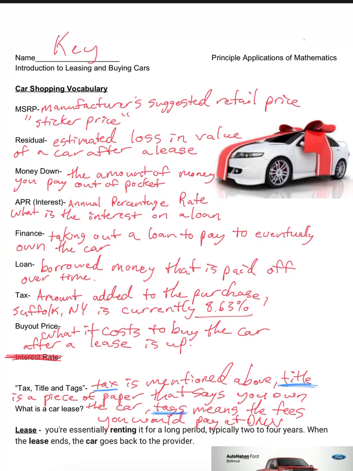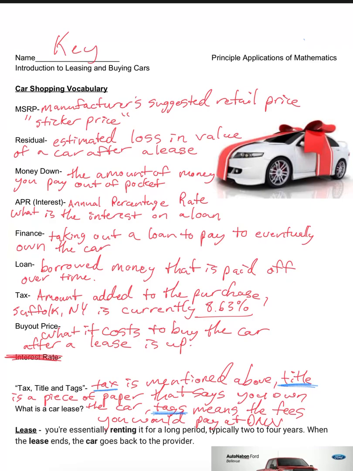Now APR, or interest rate, is the annual percentage rate for your interest. All car dealerships offer different incentives on interest rates depending on your credit, how old you are, and basically how much the car costs. Or you can go to outside agencies. You don't have to go through the car dealership necessarily. So we'll see that when we talk more about financing or buying the car.